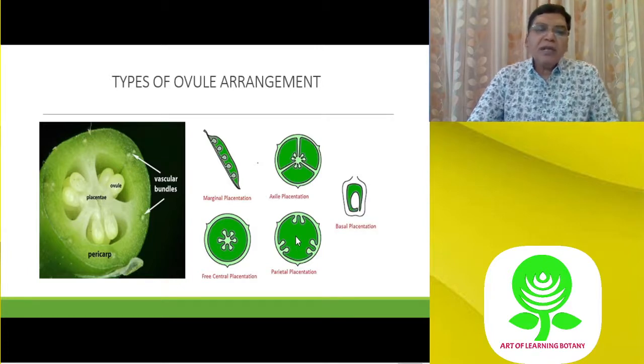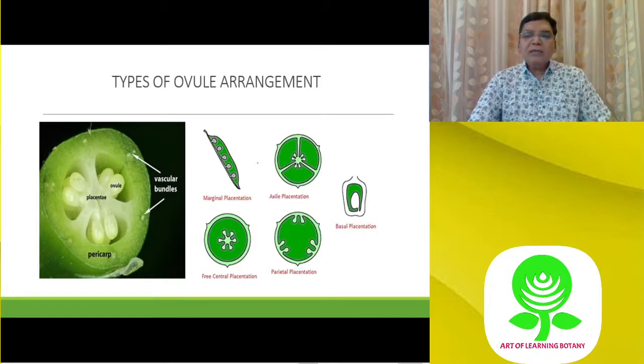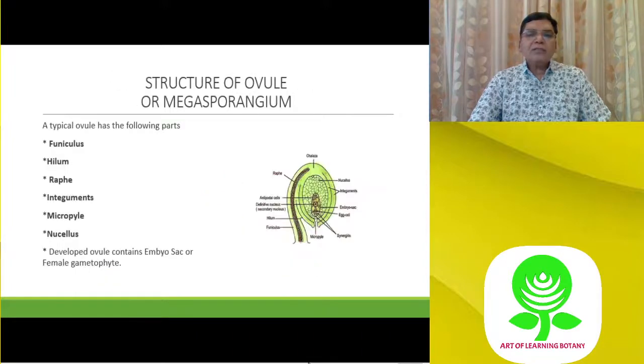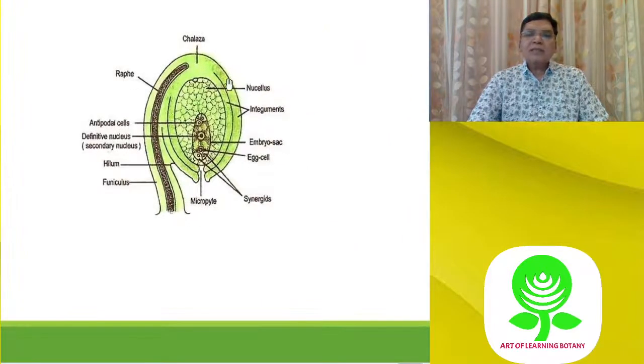Then what is the structure of the megasporangium? The megasporangium is a massive structure, and it has different parts. Now let us see in the zoom the structure and details. Now you see this is the ovule. The ovule is attached to the placenta through a stalk called the funiculus. The funiculus is attached to the ovule at the point called the hilum. This is the hilum point.